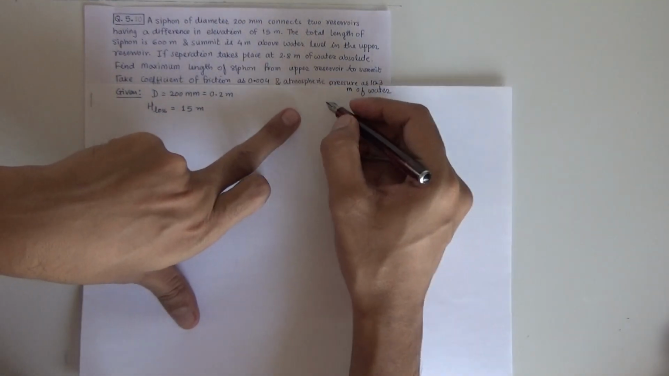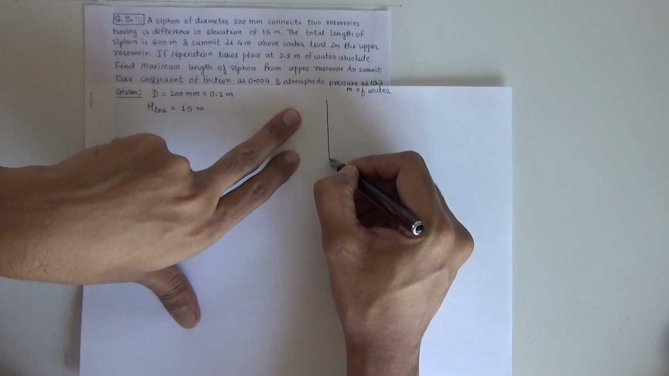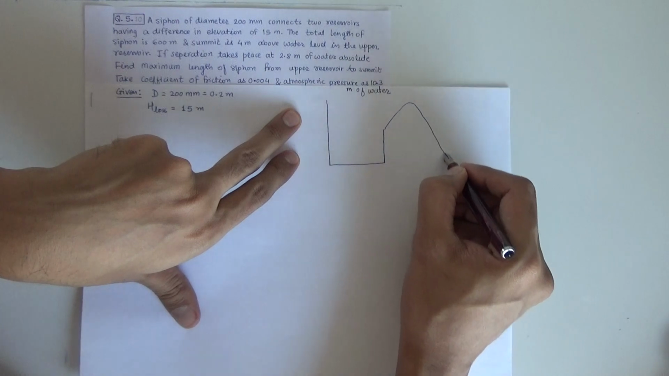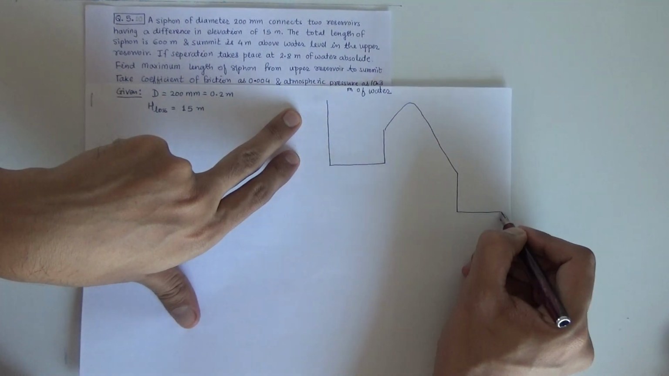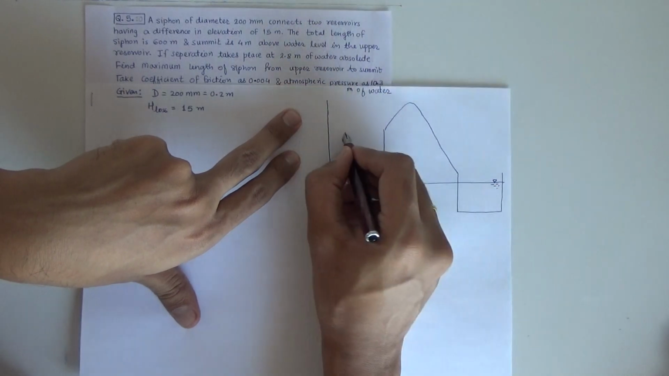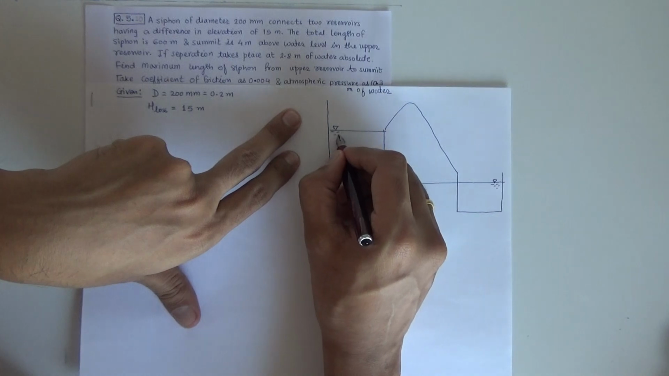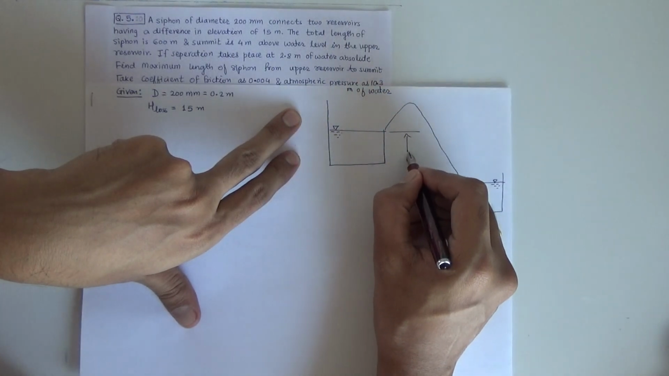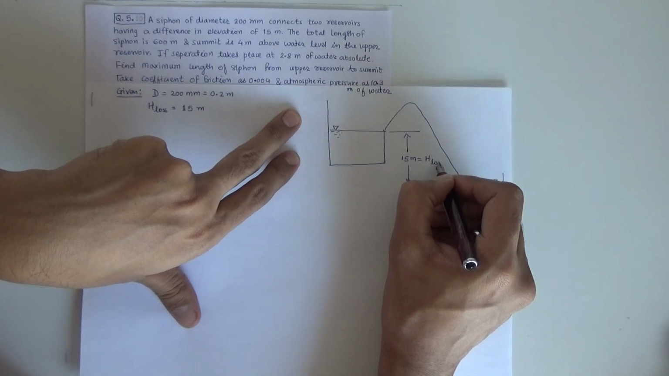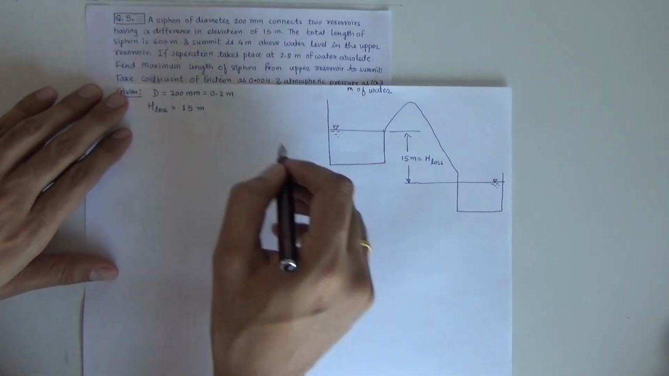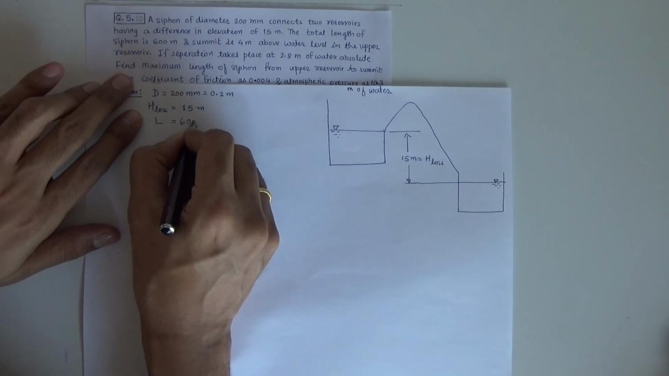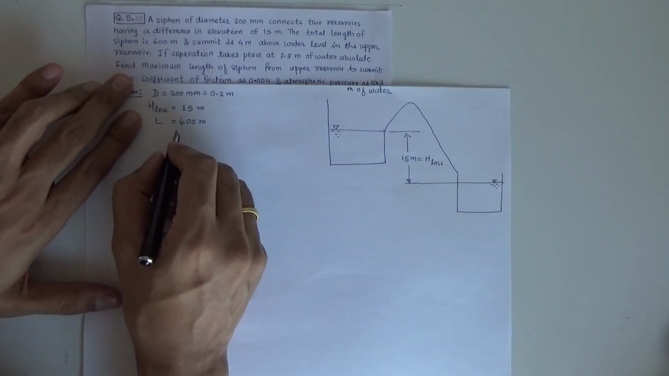It is clear from this description that there are two reservoirs having a difference of level of 15 meter. So if this is the level in the first reservoir, the difference is 15 meter, and that is nothing but our total H loss. The total length of the siphon, from start to end, is 600 meter. Summit is 4 meter above the water level.